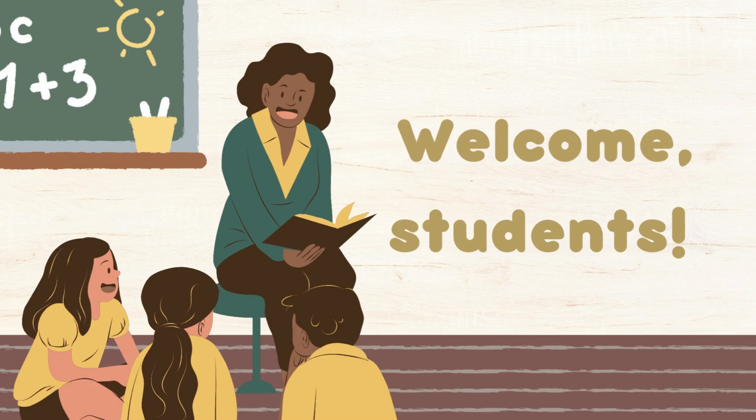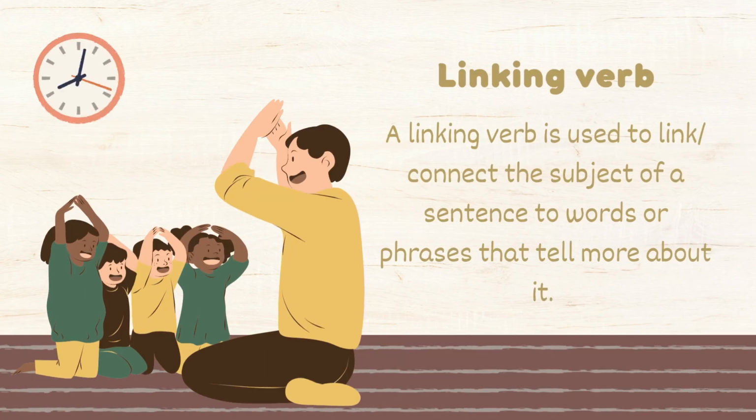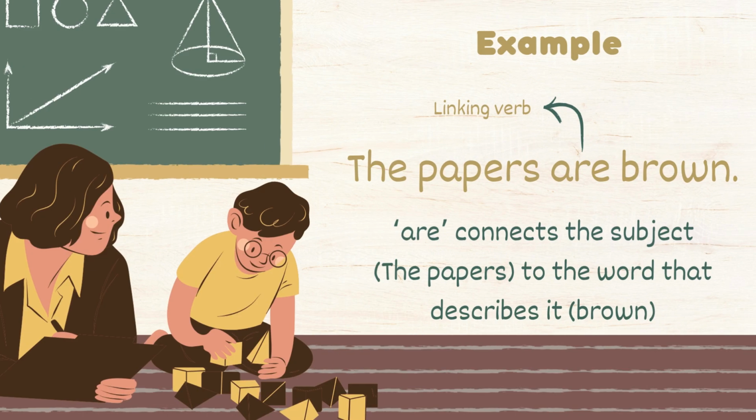Today's lesson is about linking verbs. Let's define it together, shall we? A linking verb is used to link or connect the subject of a sentence to words or phrases that tell more about it. Have a look at this sentence, for example. The papers are brown. Are is the linking verb. It is connecting the subject, the papers, to the word that describes it, which is brown.